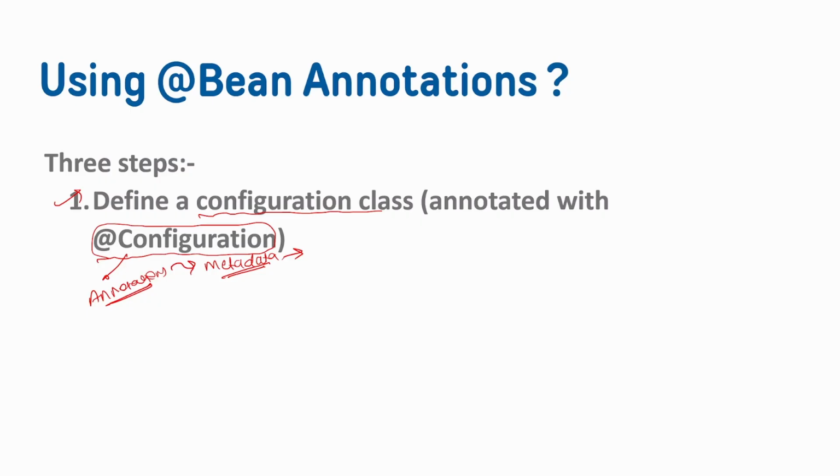So using the bean annotation, how can we add our car instance to the Spring context? It can be done in three steps. First, we need to define a configuration class annotated with @Configuration. So let's create one configuration class. Let's do our first step.